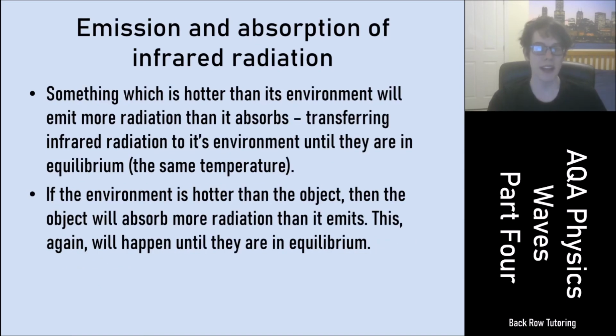Something which is hotter than its environment will emit more radiation than it absorbs, transferring infrared radiation to its environment until they are in equilibrium, or the same temperature. If the environment is hotter than the object, then the object will absorb more radiation than it emits. This again will happen until they are in thermal equilibrium.